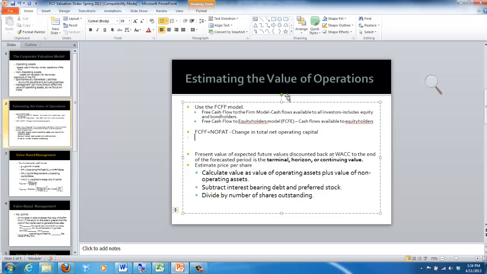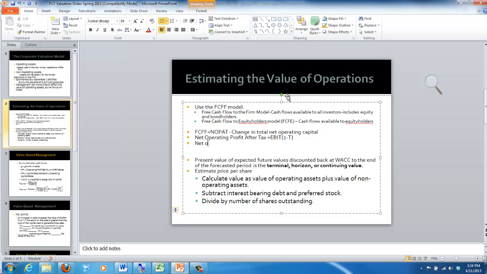To calculate the free cash flows to the firm, we take NOPAT, and NOPAT stands for net operating profit after tax, and this is equal to EBIT, which is earnings before interest and taxes, also known as operating profit, multiplied by 1 minus the tax rate. And then we subtract from that the change in total net operating capital.